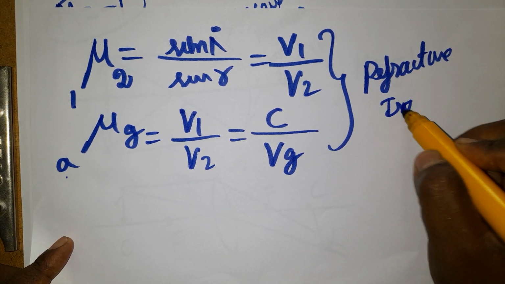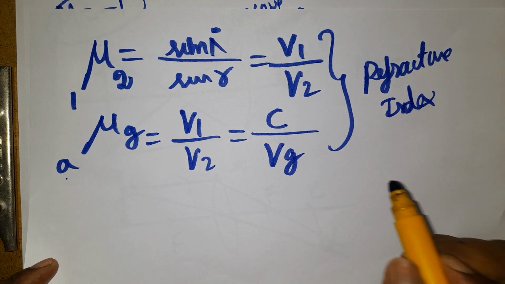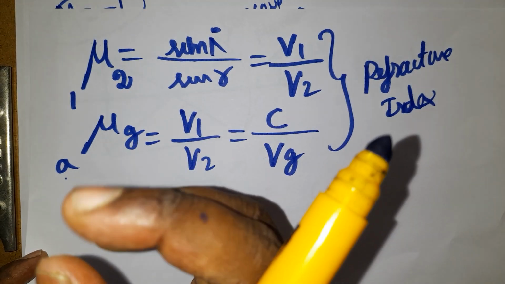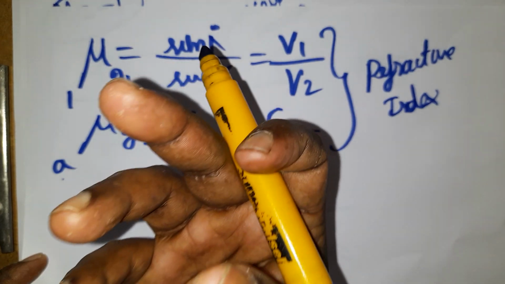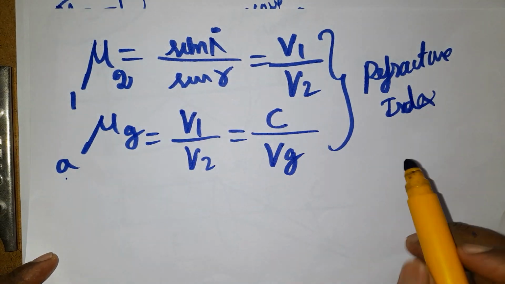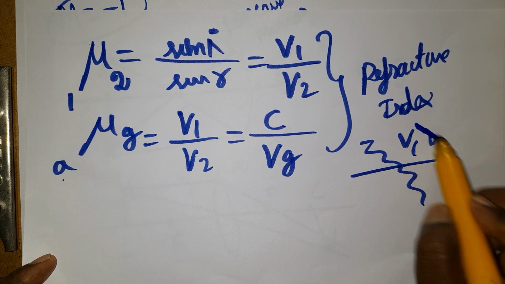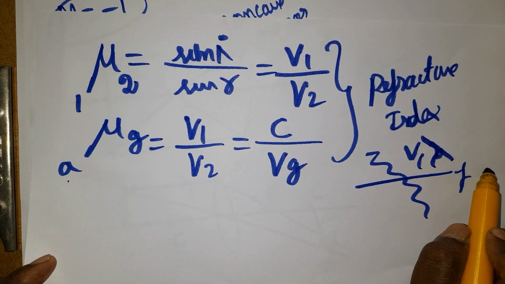Okay, one more thing I want to say. When light is traveling from one medium to another medium, the quantity that is not going to change is frequency. Velocity and wavelength are going to change. When light travels from one medium to another, velocity and wavelength will change. Frequency is not going to change.